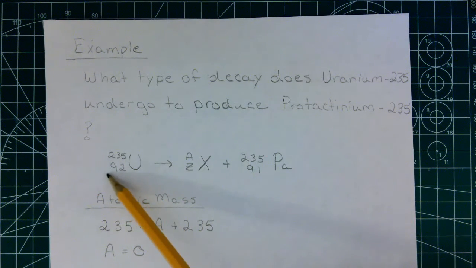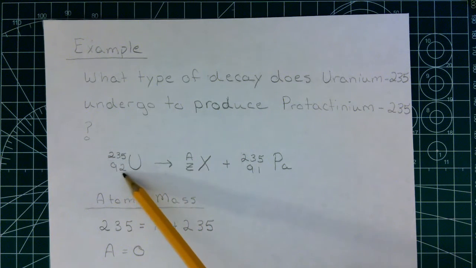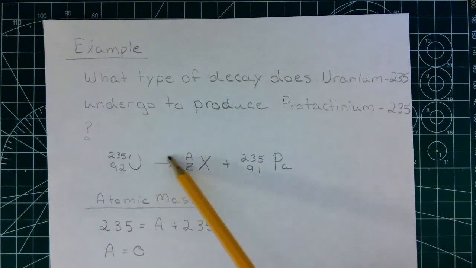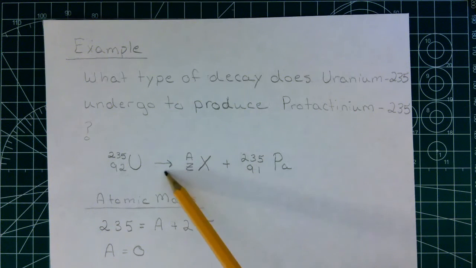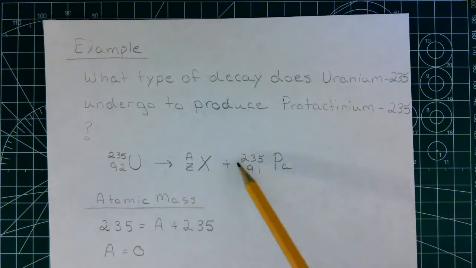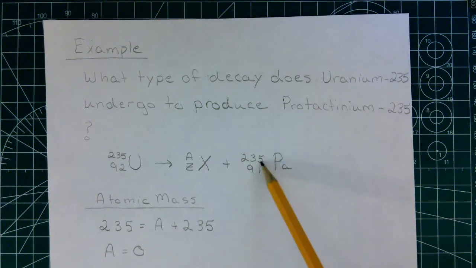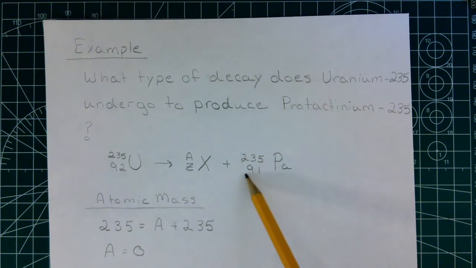So we know that we're going to have uranium-235. It has an atomic number of 92. We can get that from the periodic table. It's going to undergo some kind of decay, meaning it's going to emit some kind of particle. We're going to write this generic form of a particle here, plus the resulting protactinium-235. It has an atomic number of 91. We look that up in the periodic table to find that out.